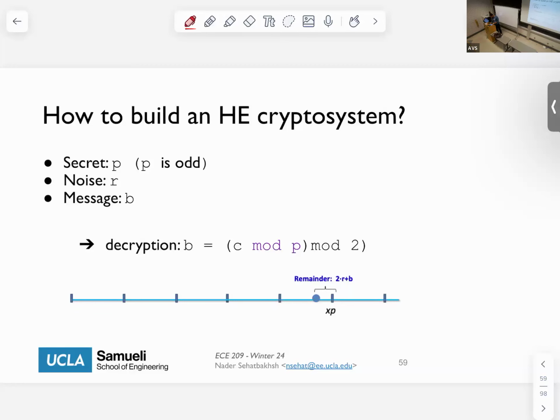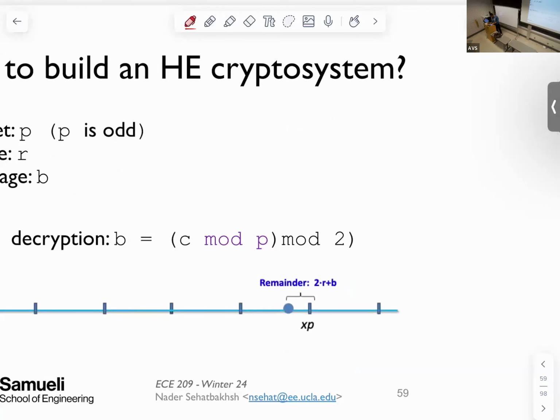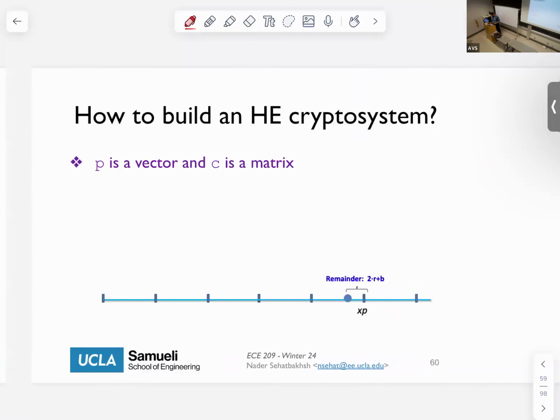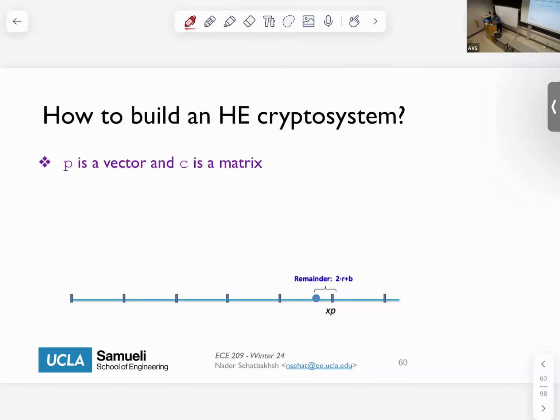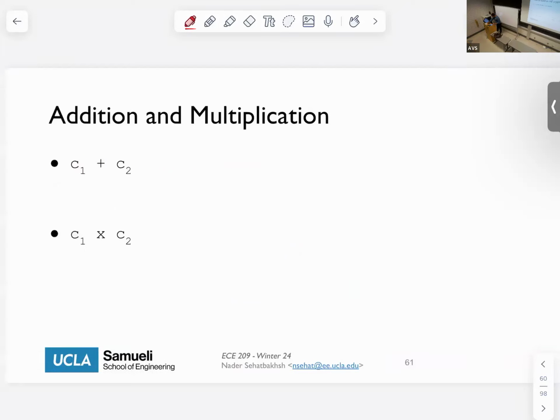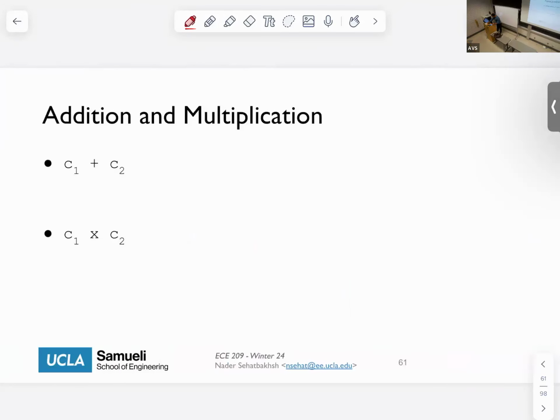So as I said, decryption is essentially C mod P mod 2. First of all, I'm moving this back to between 0 and 1. Then I'm moving this back to either 0 or 1 by removing the 2. Okay. The biggest problem with homomorphic encryption is the issue of noise. I'm going to skip these things, but as I said, you can always do addition and multiplication. I did the addition for you. You can do the multiplication yourself.